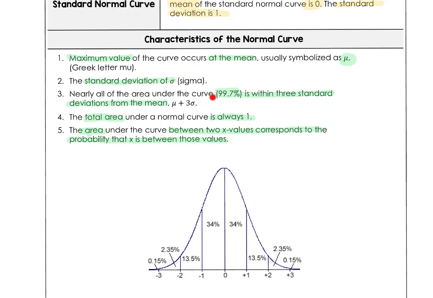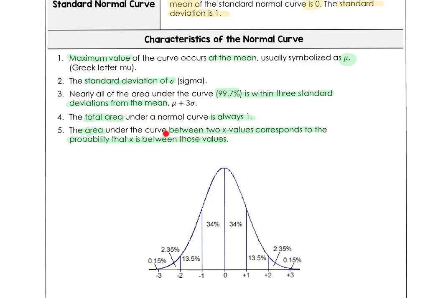And nearly all the area under the curve, that's 99.7%, is going to be found within 3 standard deviations of the mean. So here's our mean here in the middle on the y-axis. And 3 standard deviations in either direction is going to cover almost 100% of the data. The total area under the curve is always 1.